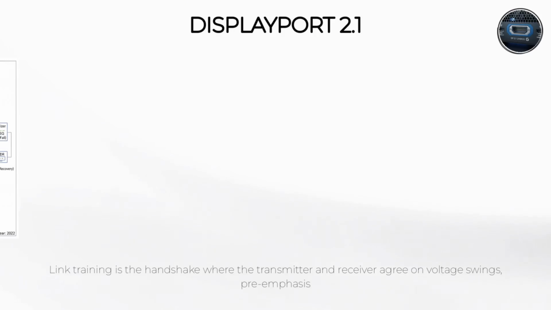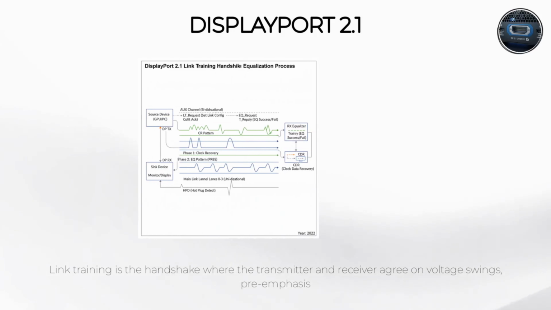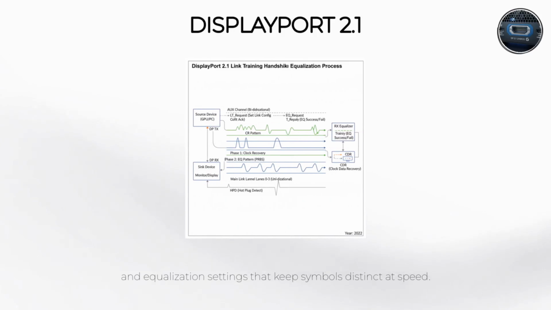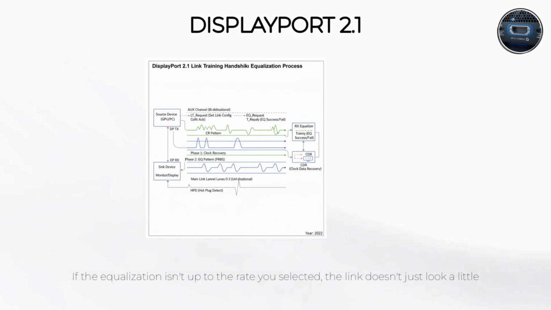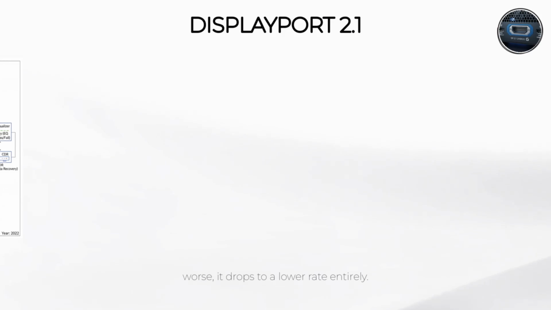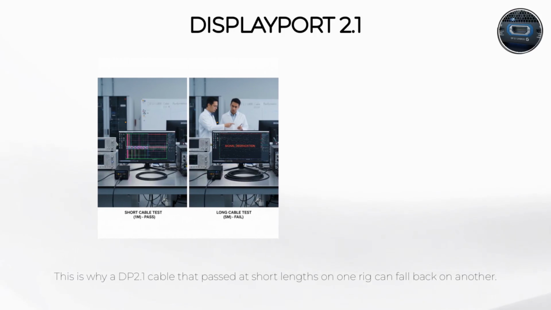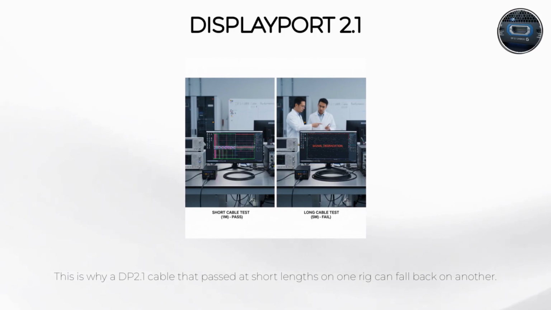Link training is the handshake where the transmitter and receiver agree on voltage swings, pre-emphasis, and equalization settings that keep symbols distinct at speed. If the equalization isn't up to the rate you selected, the link doesn't just look a little worse, it drops to a lower rate entirely. This is why a DP 2.1 cable that passed its short lengths on one rig can fall back on another.